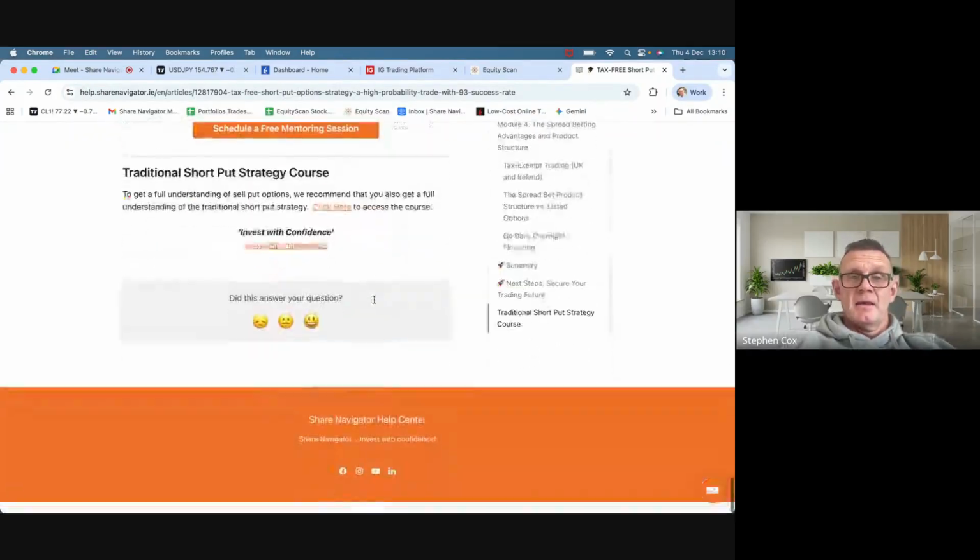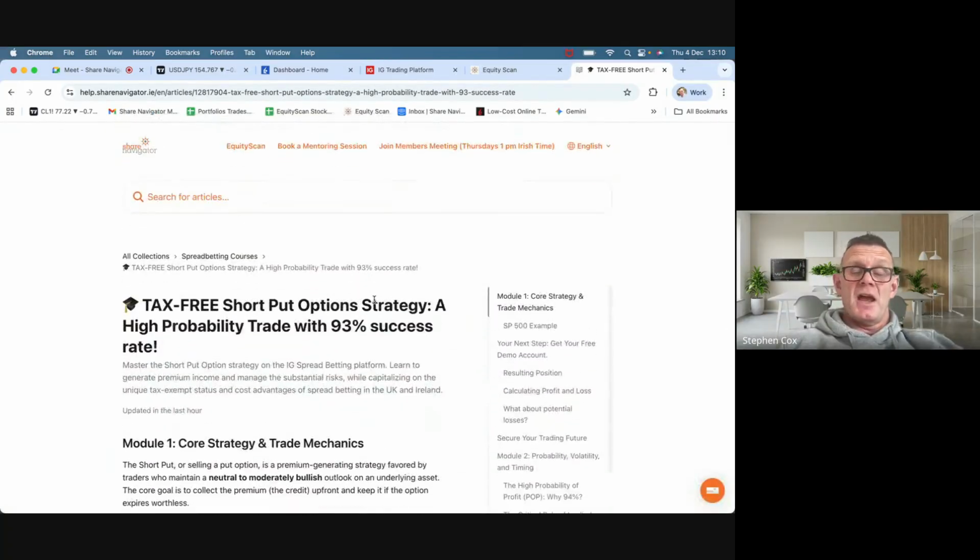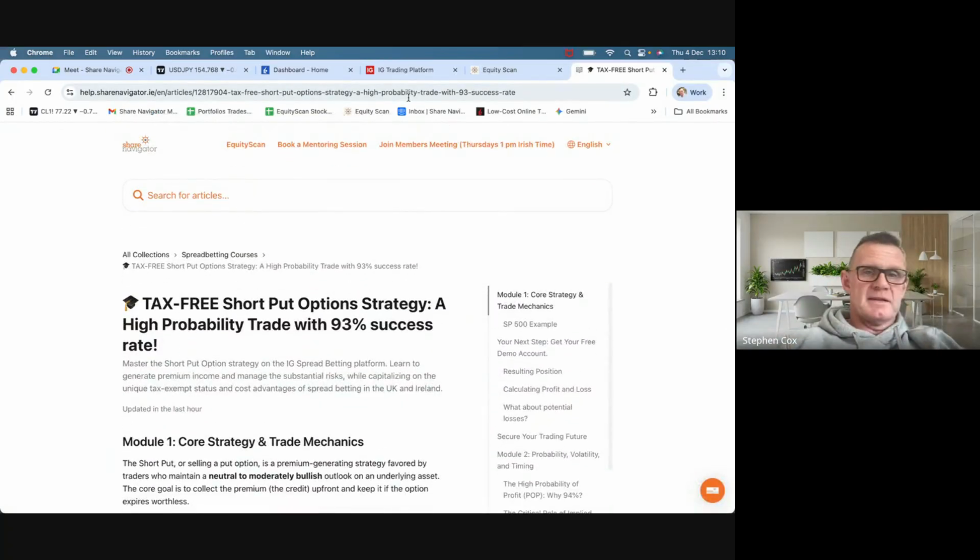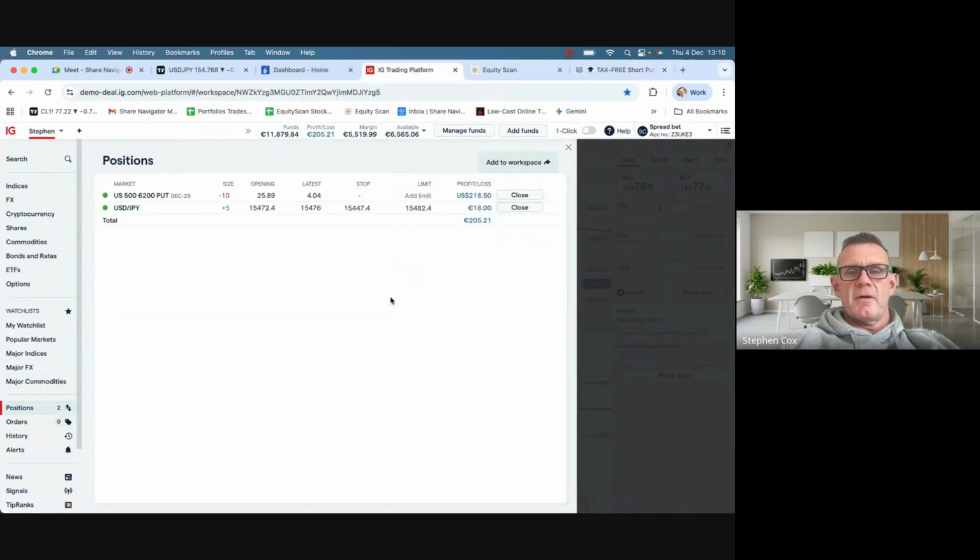And again, when we're doing real life trades, we're tracking them and putting them in there just to give you examples. So if we go back to our platform here, that's our S&P 500 short put there. When we put that trade on, I think the probability was 86, 87%. It's now actually showing 100%, believe it or not. And you can see we're up there.